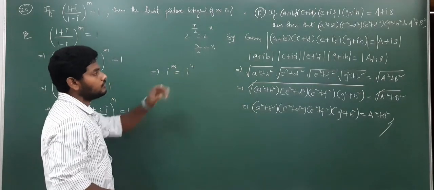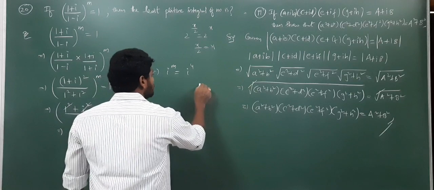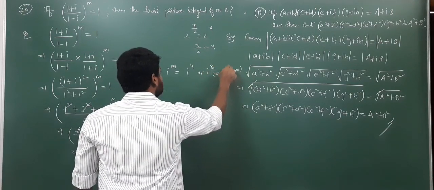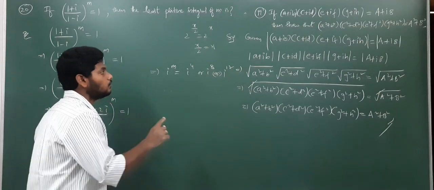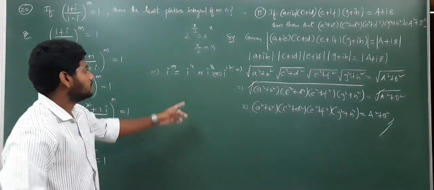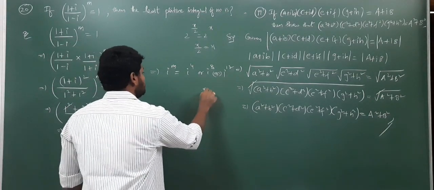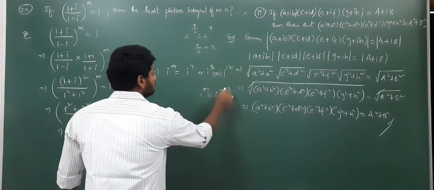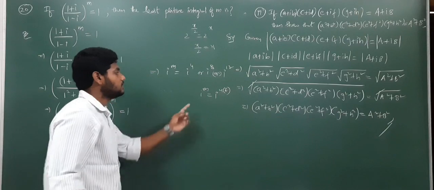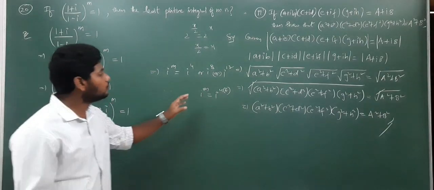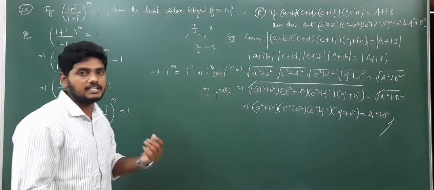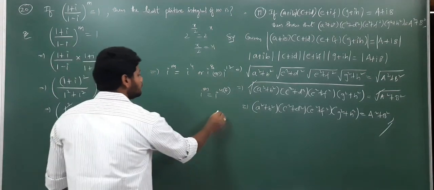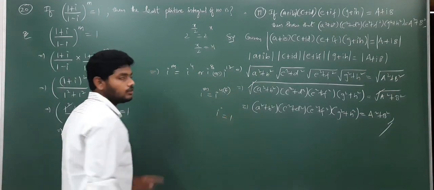Why? Because i to the power of 4, or i to the power of 8, or i to the power of 12, that is i to the power of 4 into any integer, gives the value 1. Out of all those integers, which is the least value? Least positive. See, i to the power of 0 is also 1.